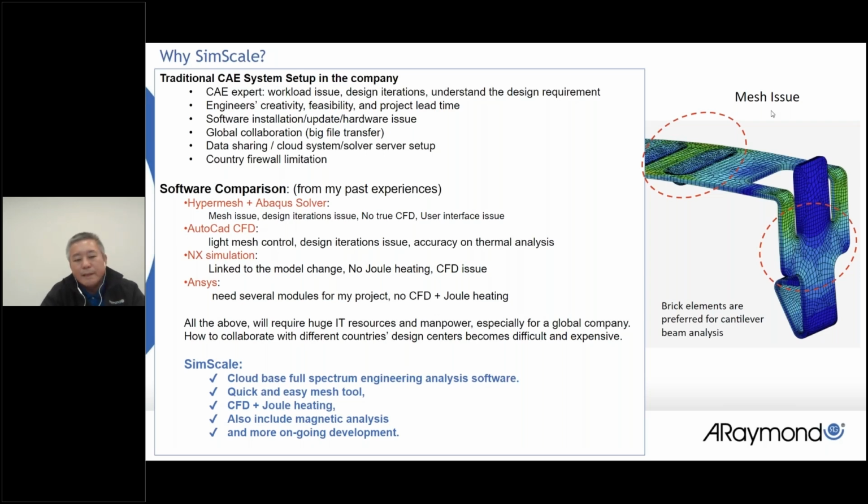So that's why we selected SimScale, which is cloud-based simulation, and you get all of the modules in one subscription, and it's quick and easy. There's a quick and easy mesh tool. If you look at the picture on the right-hand side, in SimScale I can just pick some of the outside or inside surfaces. The system will automatically create the mesh for me, and it's CFD plus Joule heating, which is great for our power connector simulation.